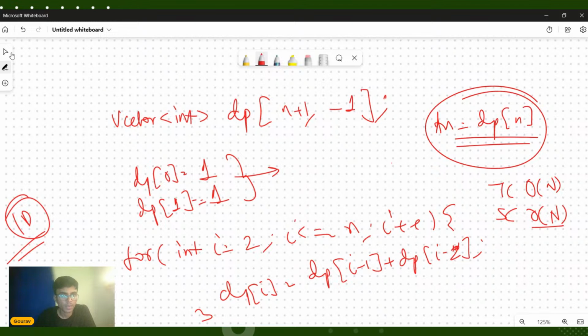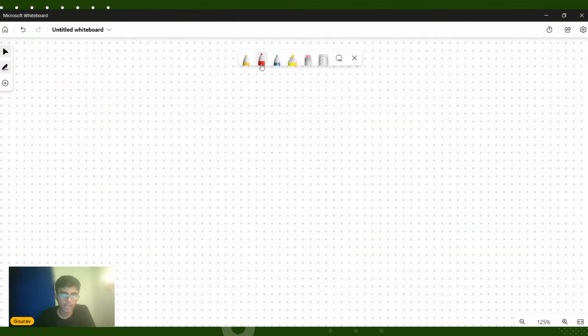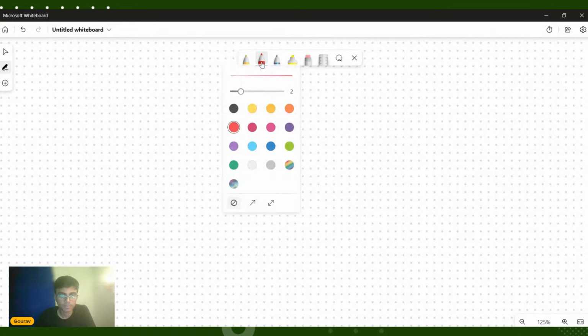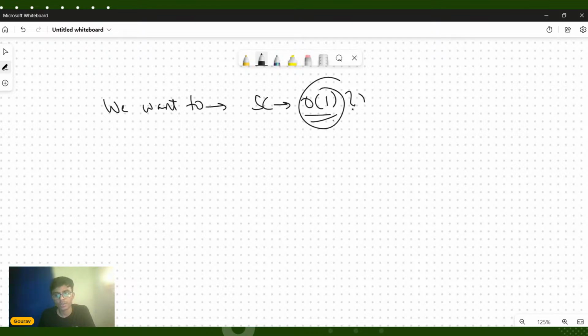Can anyone tell me a way to do this? Since I'm taking linear space complexity, I'm taking a DP array as well. Can we optimize it further and take no extra space at all? So now we want to make the space complexity constant. How will we do this? Anyone any idea?